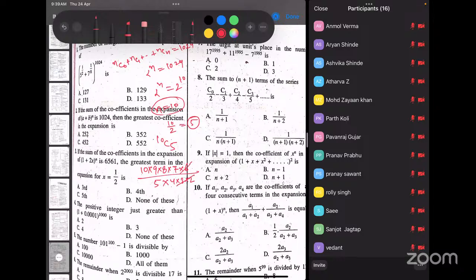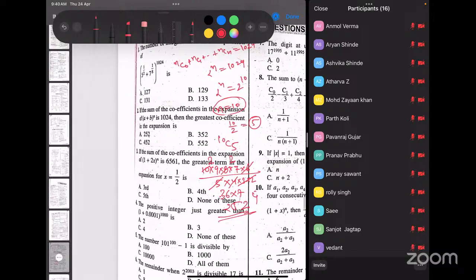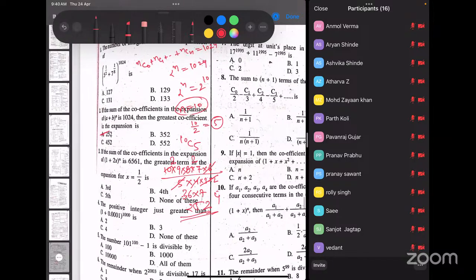3 twos are 6, 4 twos are 8, 5 twos are 10. So this will be how much? 2 into 2, 4 into 9, 36. 36 into 7, 7 sixes are 42, so 252. So the answer will be option A. Are you getting it?